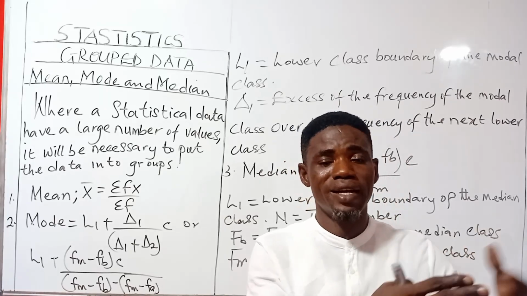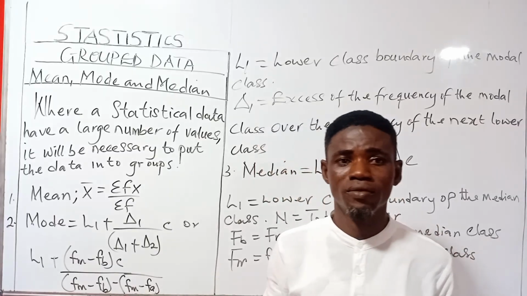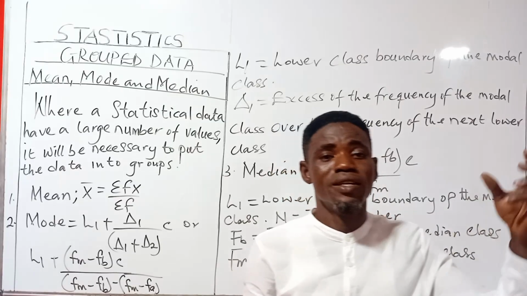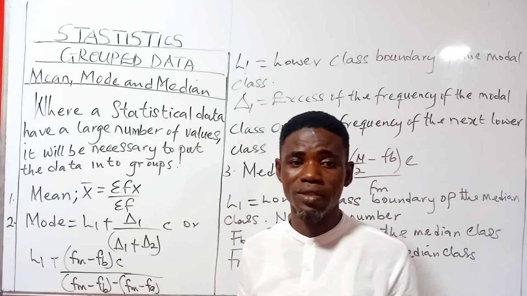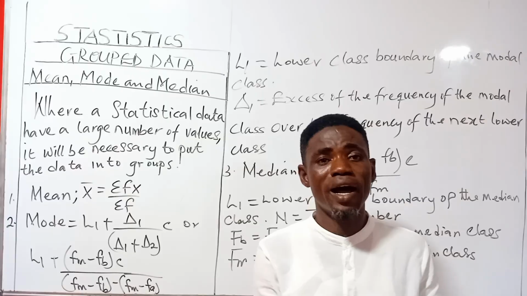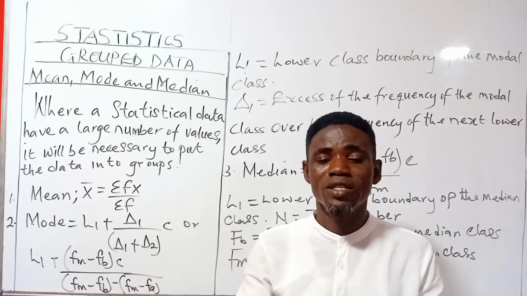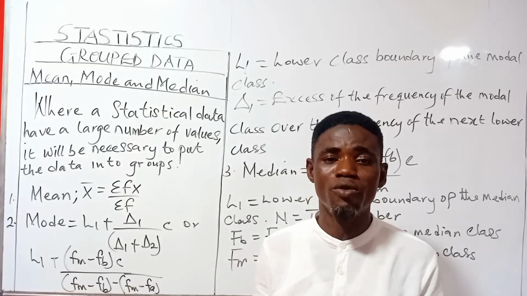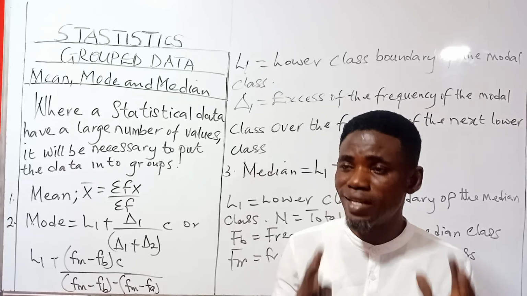Ungrouped data are those data that have a small number of values. Just like, for instance, the scores of 8 students in a math class. That kind of data is ungrouped data, because the score of 8 students in a math class is something that we can easily calculate. We don't need to stress ourselves in dealing with that.